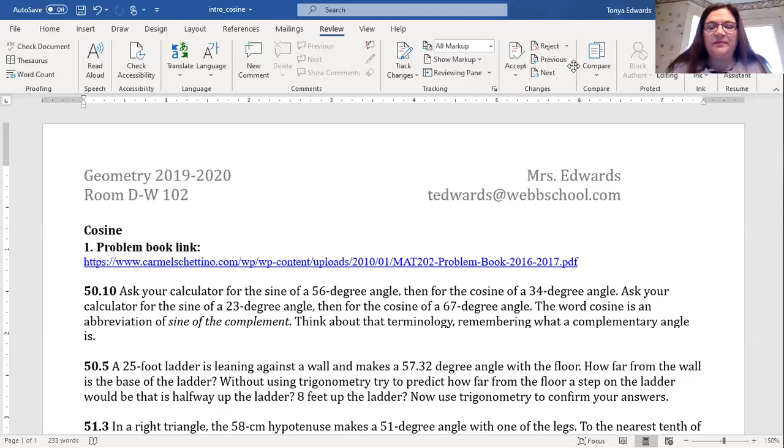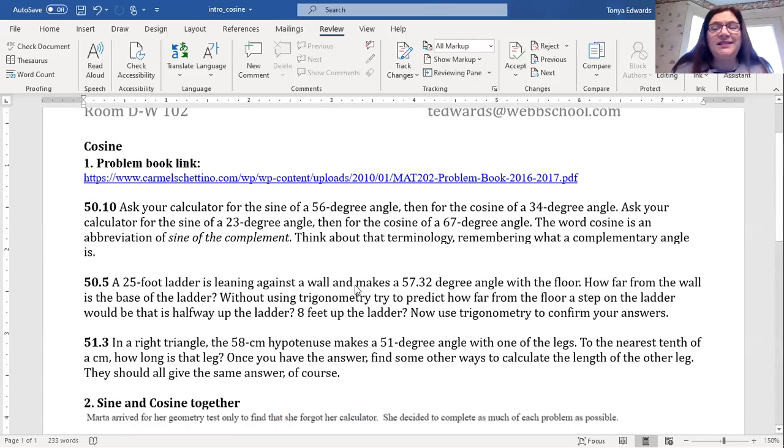Hello, everybody. I want to teach us something new today. This is cosine, and we've already learned about tangent and sine, so cosine rounds out the first three trigonometric functions that we'll learn. Cosine sounds like sine.